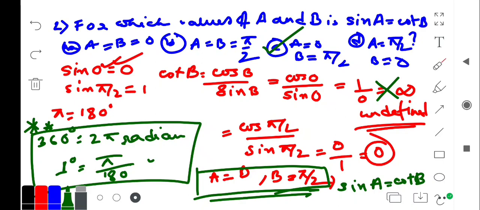Okay, now cos pi by 2 and sin pi by 2. Cos pi by 2 means 0. Sin pi by 2 means 1. 0 by 1, that is 0. So 0 is obtained when sin 0 equal to 0.